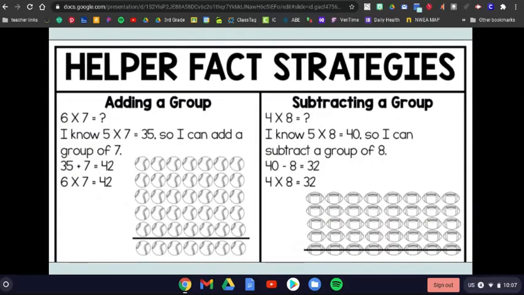Okay, today and tomorrow for math, we're going to talk about a strategy called a helper fact. A helper fact is a fact that's close to the fact you have to answer, to help you answer it quicker. We're working on our math fluency.